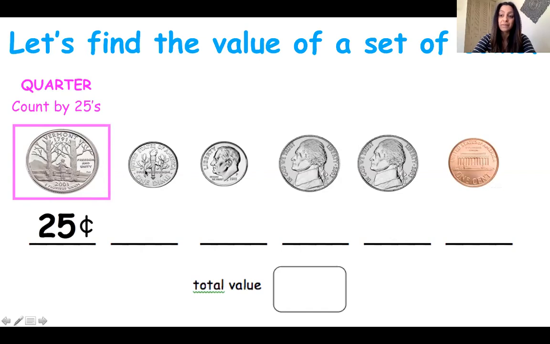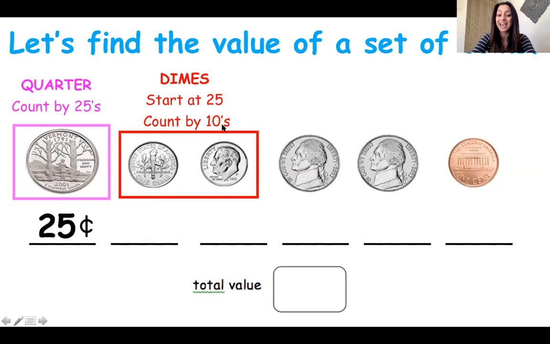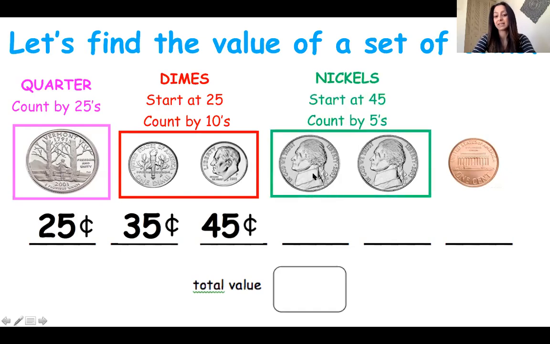The coin is changing. It's changing to a dime. I look to see how many dimes there are. There are 2 dimes. So for the next 2 coins, I'm going to count by tens, but I'm going to start at 25 because that's how much money we've counted so far. So 25 cents, 35 cents, 45 cents. And then again, I noticed that the coin changed again. So I can't keep counting by tens. I noticed that it changed to a nickel. And I noticed that there are 2 nickels. And I know that nickels are worth 5 cents. So I have to count by fives starting at 45 because that's where I left off. So 45 cents, 50 cents, 55 cents.